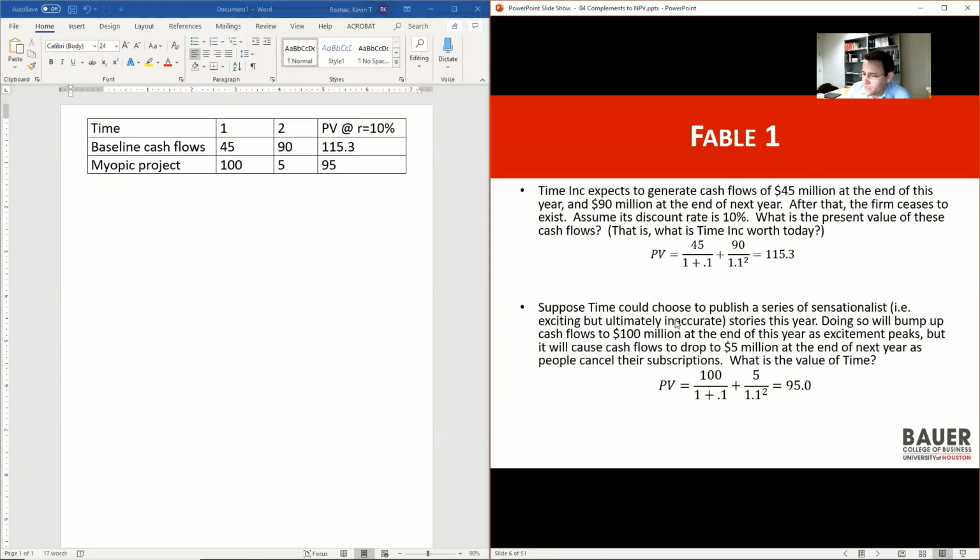In this made up example, you're going to generate $100 million at the end of this year, but then cash flows are going to drop to 5 million in 2 years as people start to cancel their subscriptions. What would be the value of Time in that case?